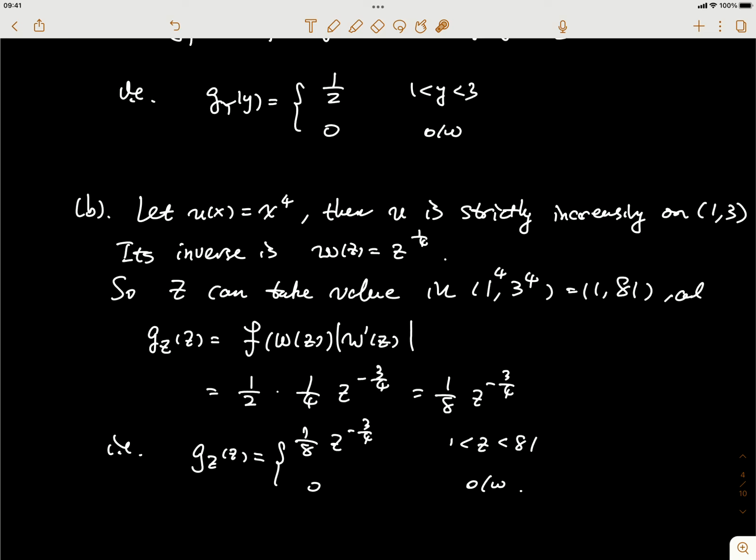So z can take any value between 1 and 81, and the probability density over there is the density function evaluated at w of z times the absolute value of w prime at z. Remember that w of z is this guy. So f is still constant, evaluated anywhere, and this is just 1/2. And the derivative of this is 1/4 times z to the power negative 1/4. So that's this guy here. All right, combining them together, we get this. So when z is between 1 and 81, the density function is this value. Otherwise, it will be 0.